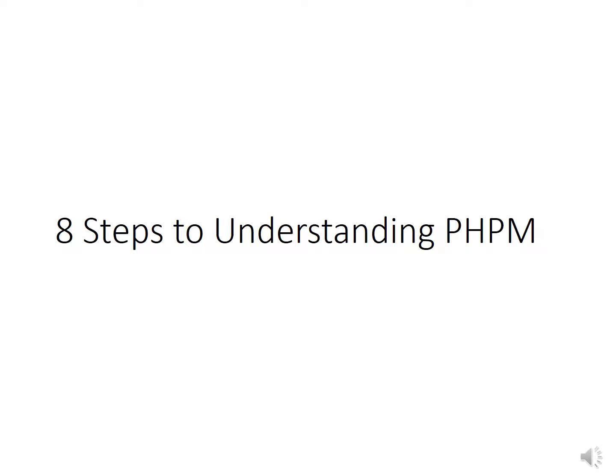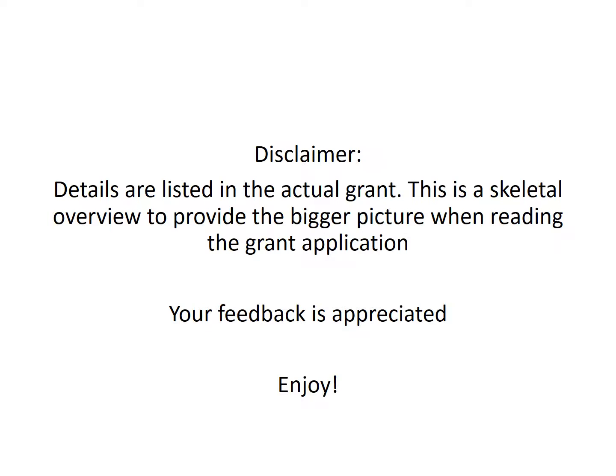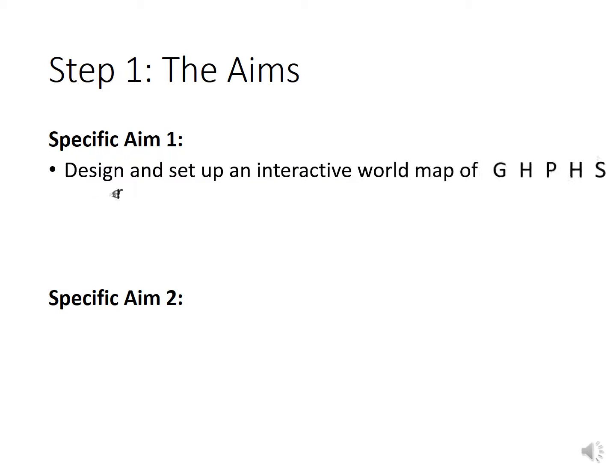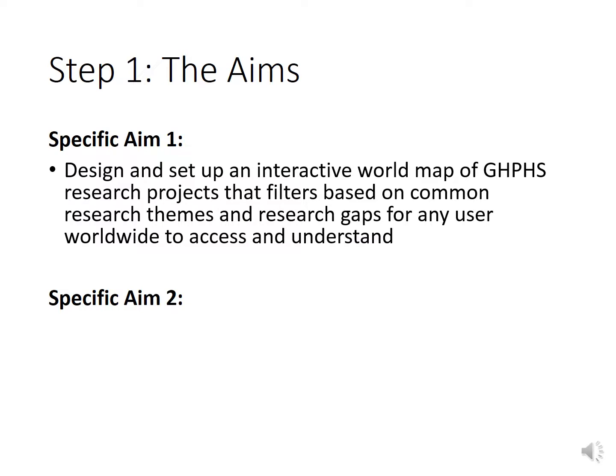So let's get started. Here are 8 easy steps to understanding the Pediatric Hand Surgery Project Map. The first goal is to design and set up an interactive map of pediatric hand surgery in global health using research projects that were completed in a previous scoping review that has been accepted for publication. The goal is to filter based on common research themes and research gaps so that anyone, anywhere can access this map and understand what is happening.